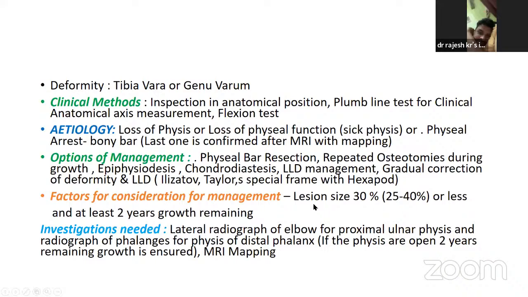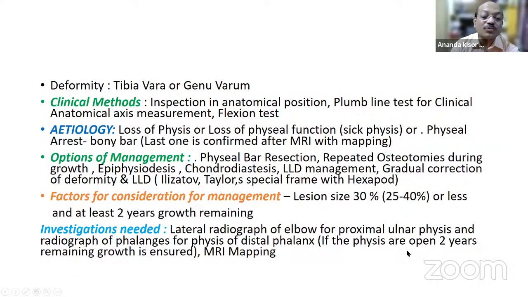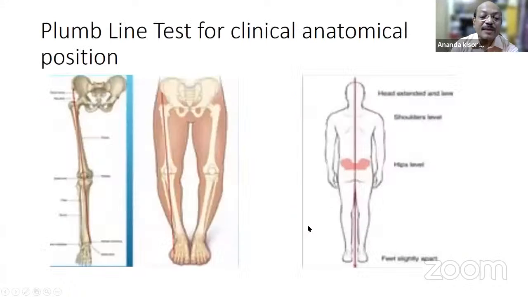Now, what are the investigations? Basically, it's the lateral radiograph of the elbow for the proximal ulnar physis, and the radiograph of the phalanges for the physis of the distal phalanx. If the physes are open, that suggests there are 2 years of growth remaining, and we can go for physeal bar resection. Otherwise, we have to go by epiphysiodesis or the other methods, and the MRI technique.